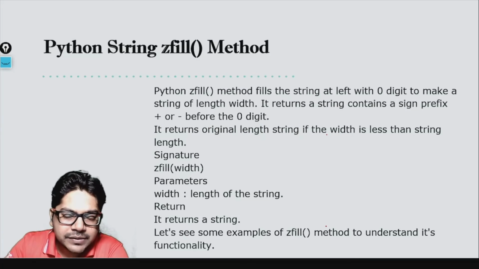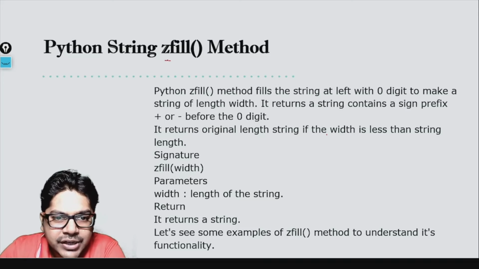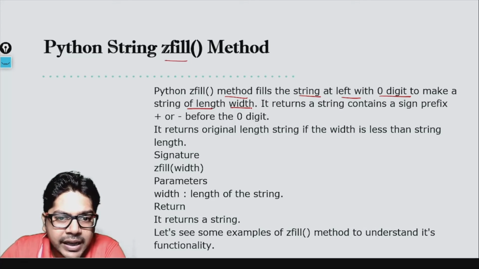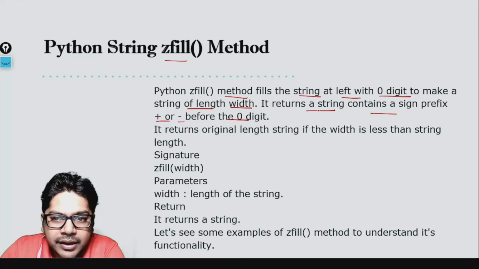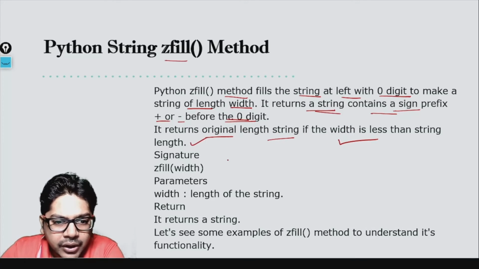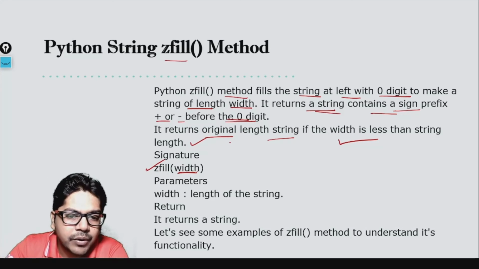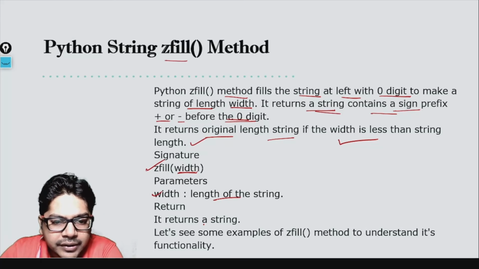And now we will go to the next function, which is zfill. Python zfill method fills the string at left with 0 digit to make a string of length width. Okay, a specific width it is going to make. It returns a string containing a sign prefix plus or minus before the 0 digit, and it returns the original length of the string if the width is less than the string length. Okay, signature is zfill, and then you provide the width, how much width you want, 10, 20, 50, whatever. Width is the length of the string. It returns a string only.